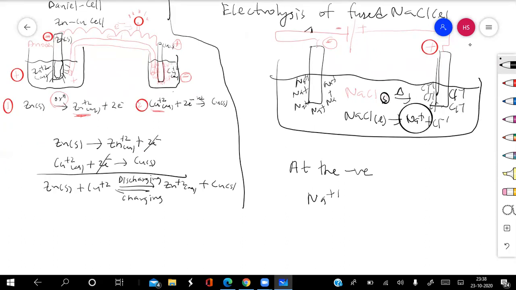Because if you see, sodium ion, and sodium is a metal, you know that sodium is a metal, so a metal will always be in the atomic form. Hence the sodium ion will take one electron and form sodium metal. So we have seen that the sodium ion has taken one electron. Gain of electron is called reduction. So the sodium ion undergoes reduction, and wherever reduction takes place, that electrode is always called the cathode.